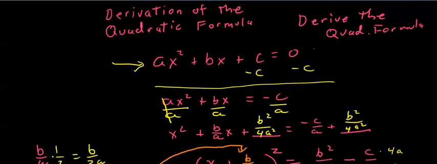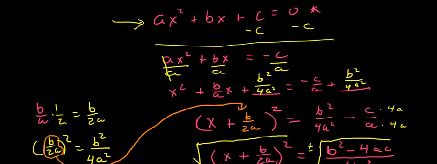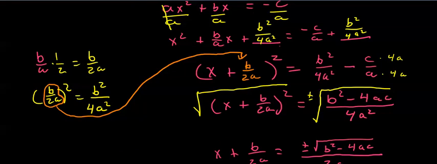And I'm going to give you this. Then, what do you want to do? You want to get the constant on the other side, so you subtract c. You want the leading coefficient to be 1, so you divide by a. Then, you take half of b over a, times 1/2, and you square it. Don't forget this squared, and we get b squared over 4a squared.